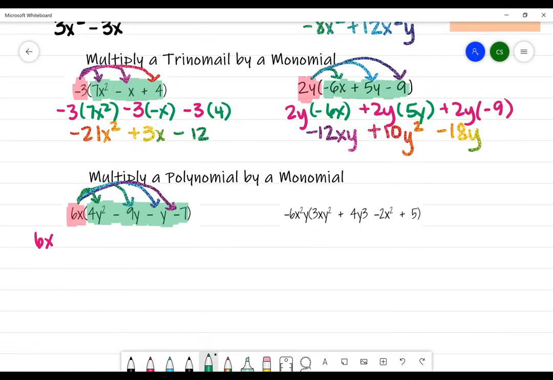and I multiply it to 4y squared. I take positive 6x and I multiply it to negative 9y. I take positive 6x and I multiply it to negative y. And I take positive 6x and multiply it to negative 7.